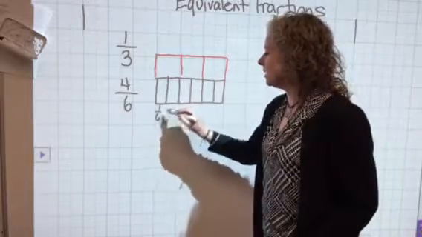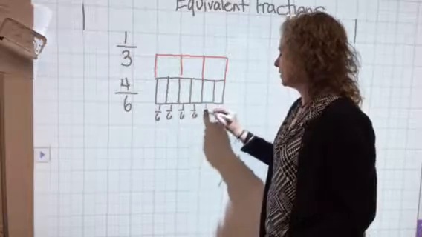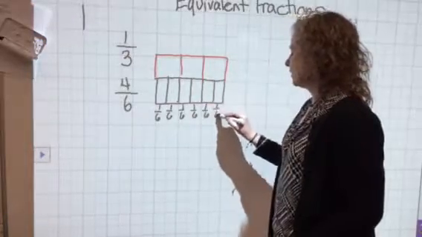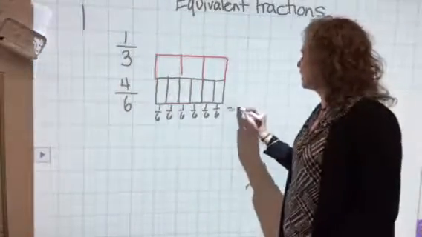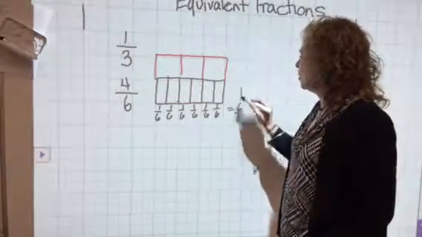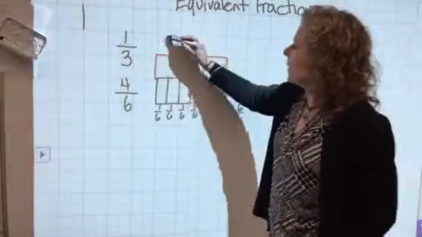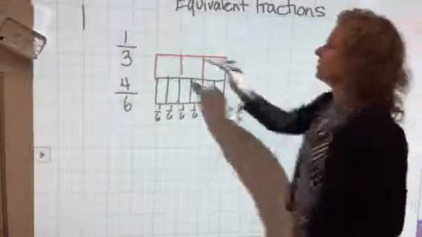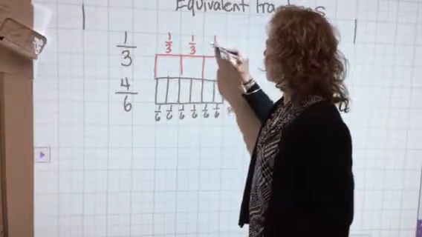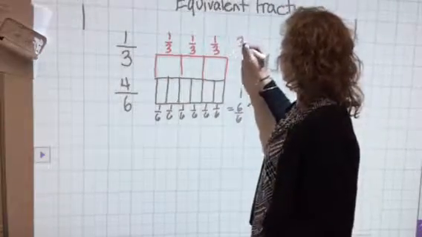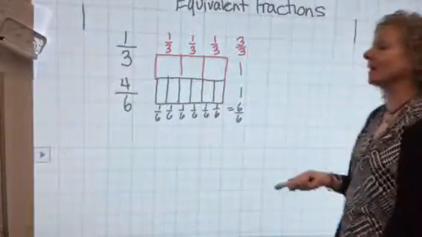If I had to label each of these as a unit, 1/6, 1/6, 1/6, 1/6, 1/6, and 1/6. If I add up all my sixths, I'm going to get 6/6, which is the same as saying 1 whole. See how that's 1 whole rectangle? Now I'm going to label these. I'll use red just to keep it different. This is 1/3, this is 1/3, and this is 1/3. If I add up all those thirds, I'm going to get 3/3, which is the same as saying 1 whole, and that is 1 whole rectangle.